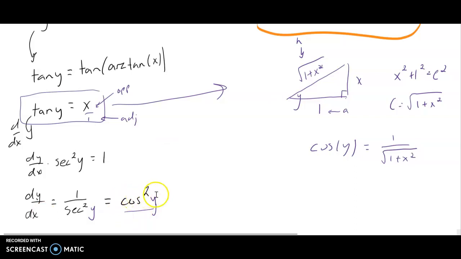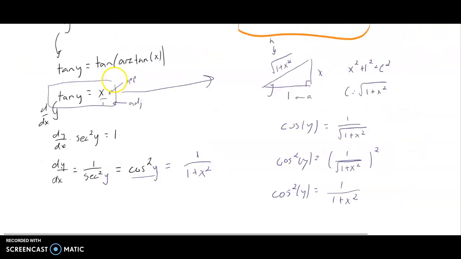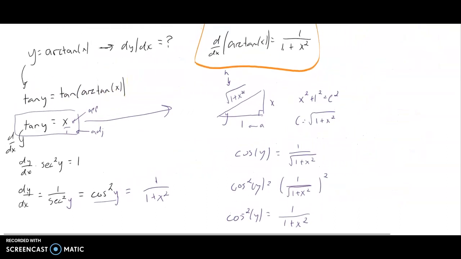Notice here I want to find cosine squared of y. So cosine squared of y is equal to this thing squared. What happens here? The 1 gets squared. It stays a 1. And then the square here cancels with the square root and gives me 1 plus x squared. So this is 1 over 1 plus x squared. And it feels like, okay, but that's it. We're done. I've now proved that the derivative of arctan is 1 over 1 plus x squared.